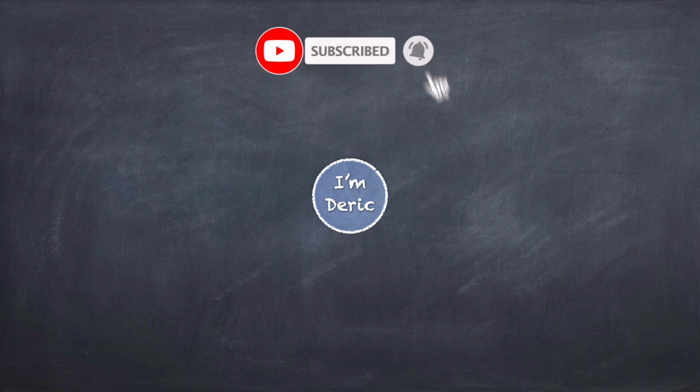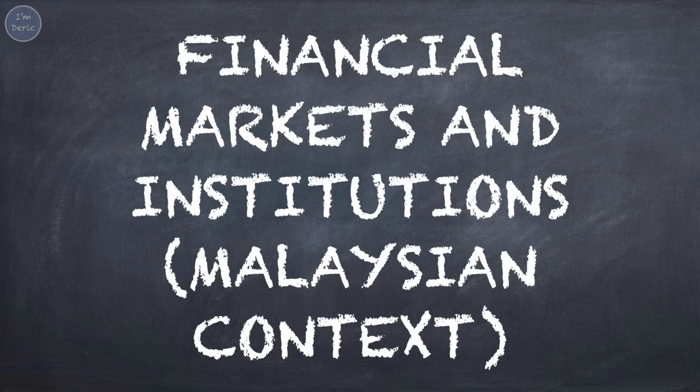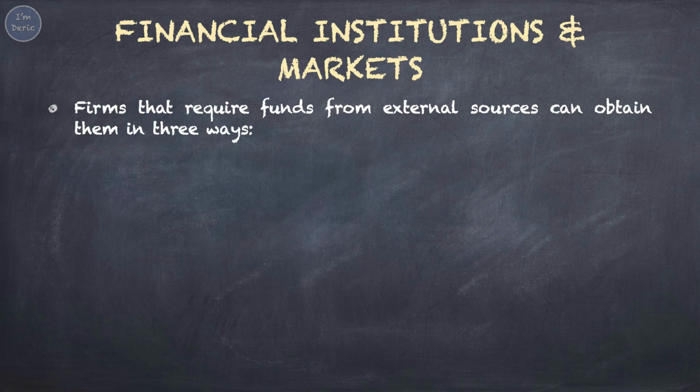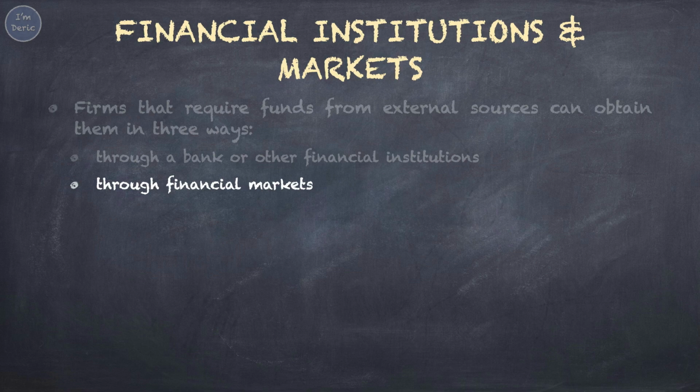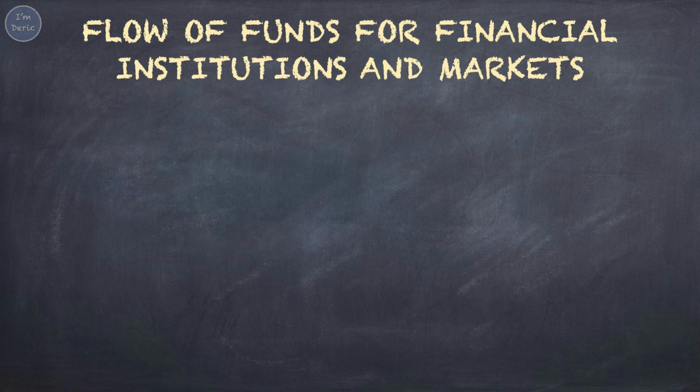Welcome to my channel. In this video, I'm gonna explain to you the financial markets and institutions in the Malaysian context. Firms that require funds from external sources can obtain them in the following three ways. Through a bank or other financial institutions. Through financial markets such as the stock market or bond market. Through private placements.